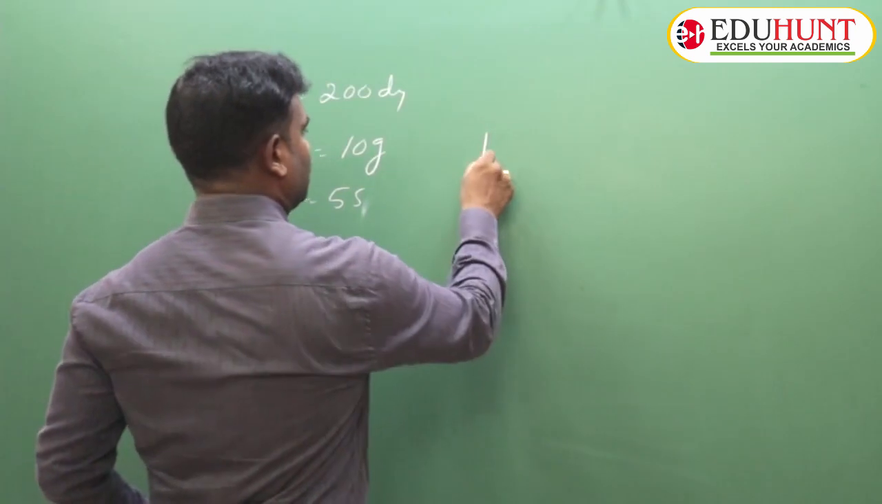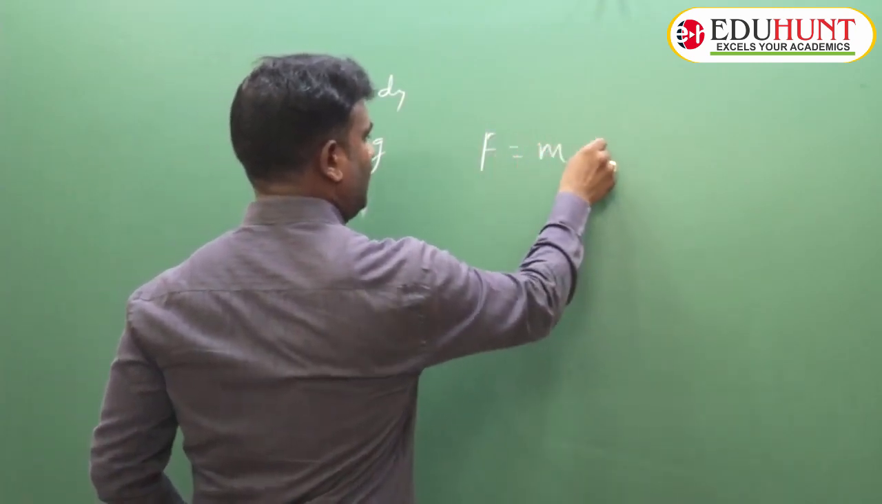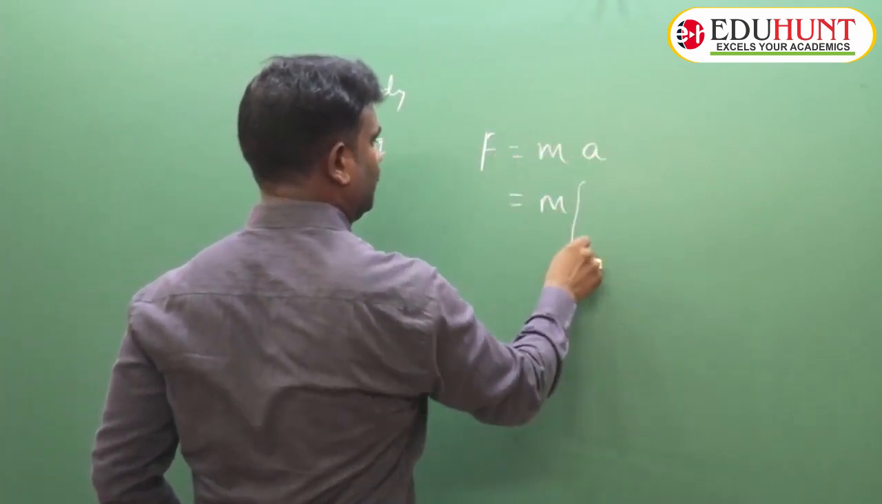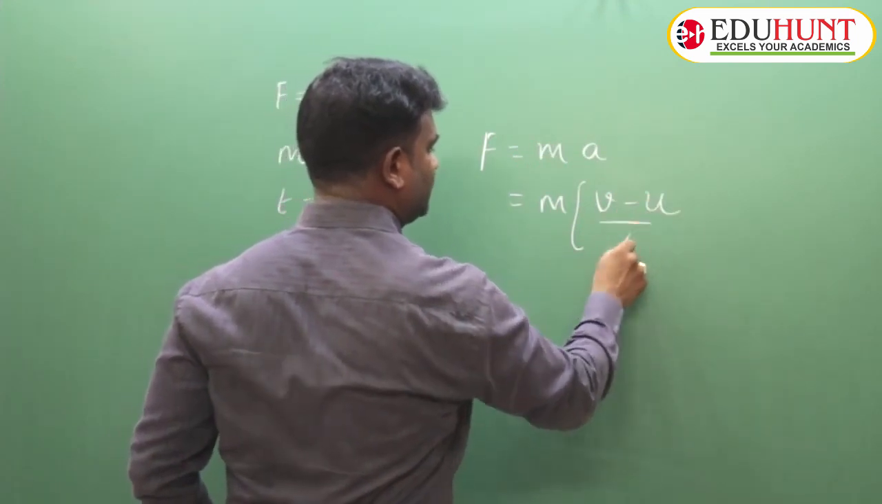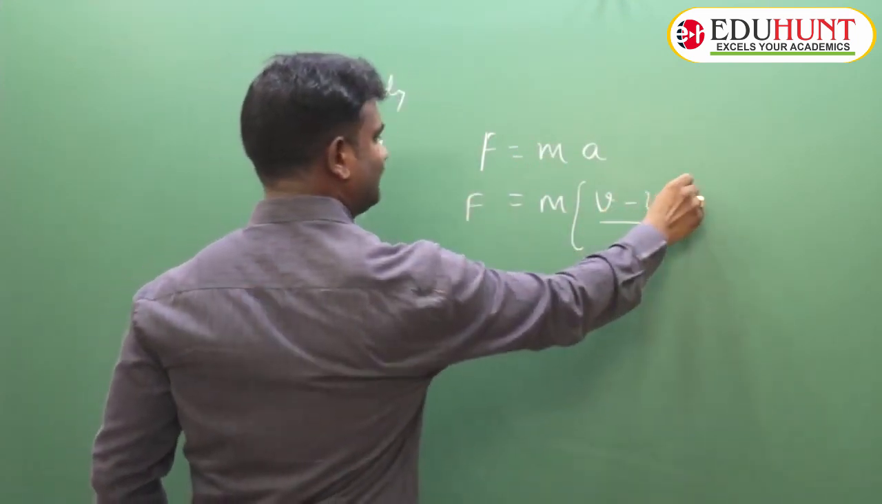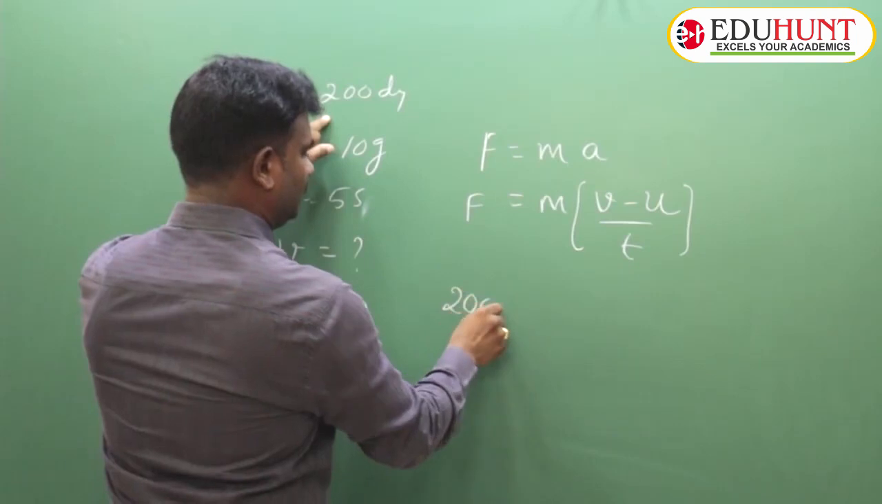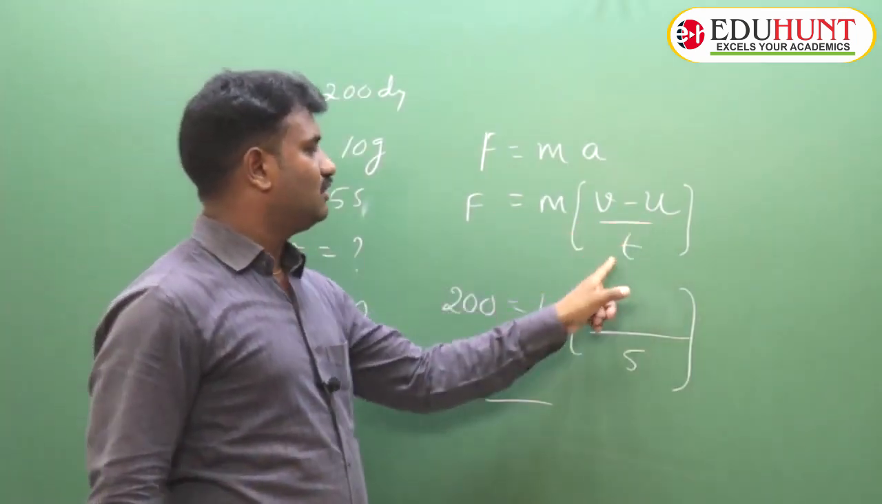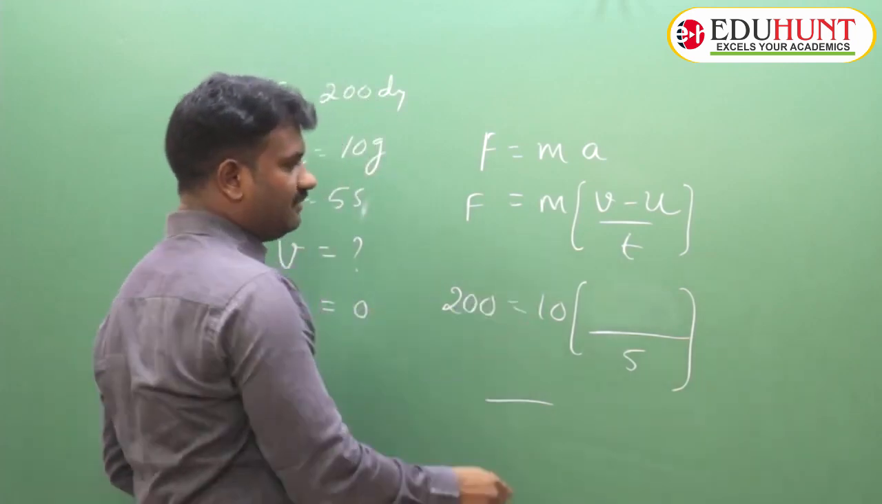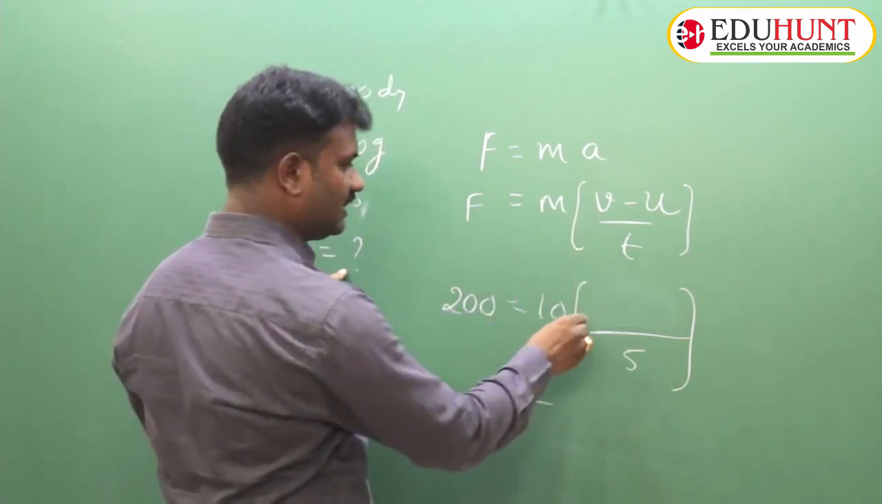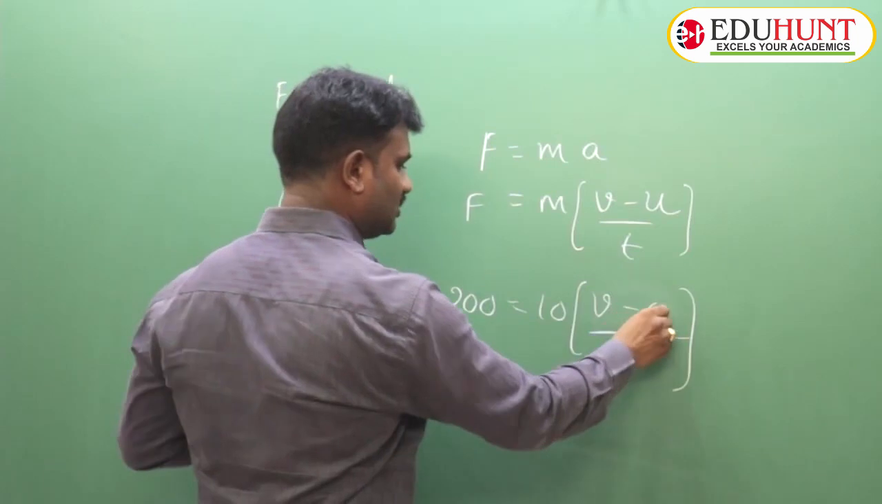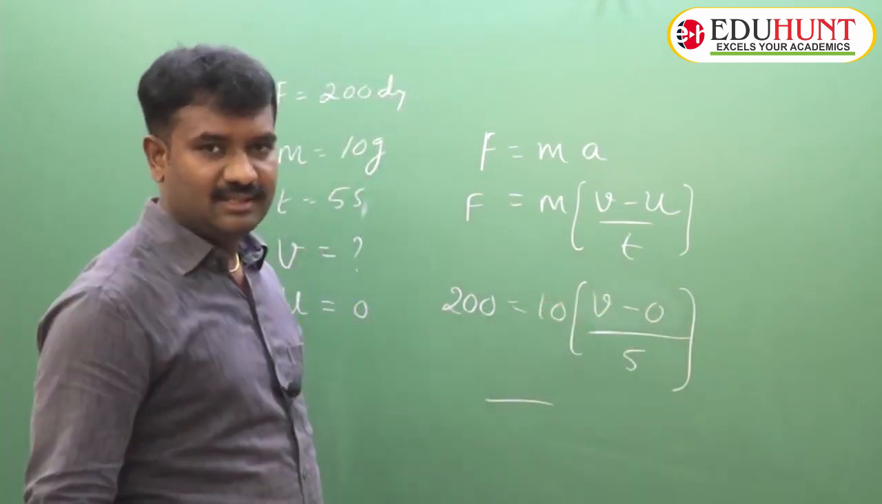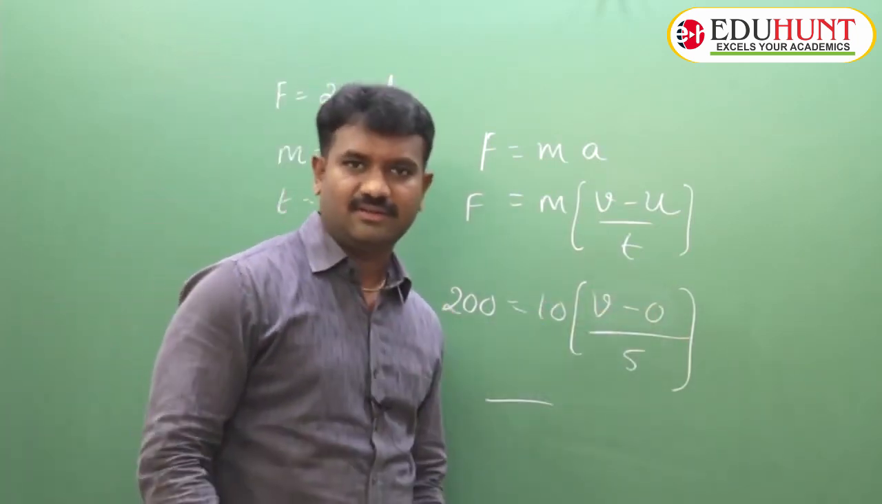We know the formula F is equal to m into a, which is equal to m into (v minus u) by t. F is given, 200, is equal to m, which is 10, into (v minus u) by t, where v is our target to find, and u is 0. So you simplify it to get the value of v. That's all.